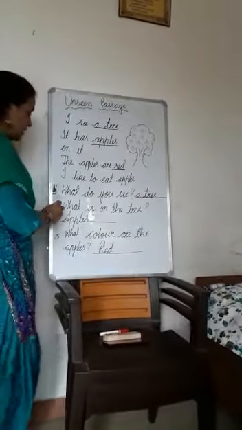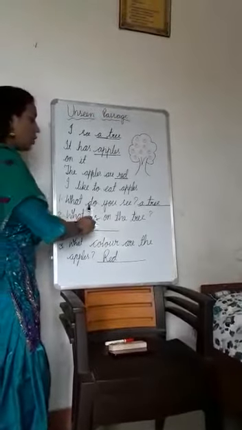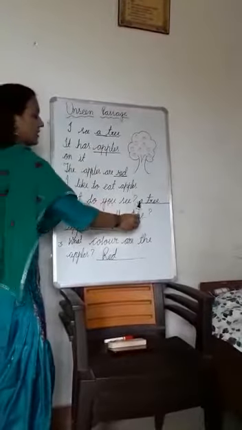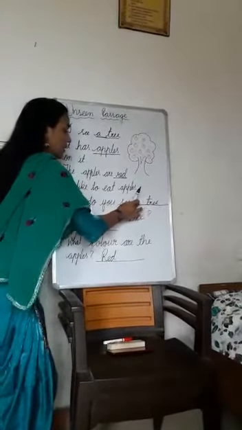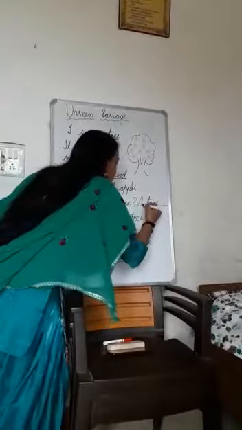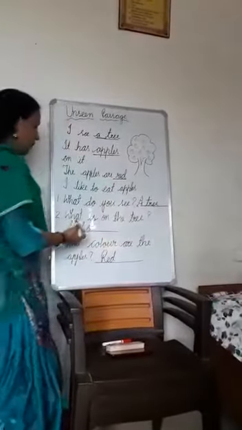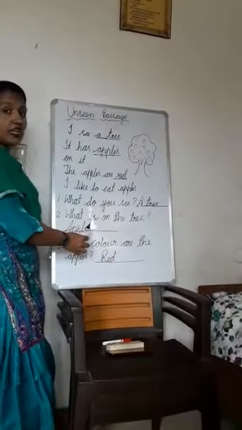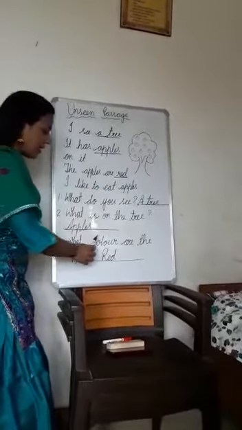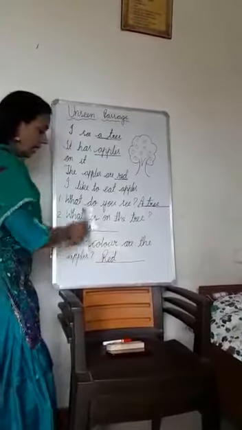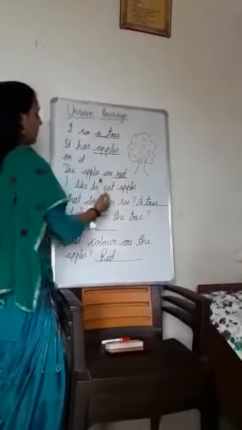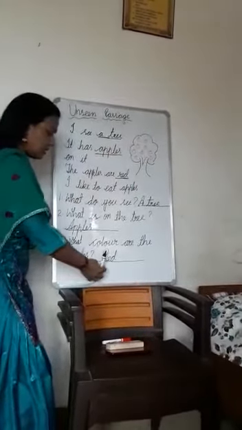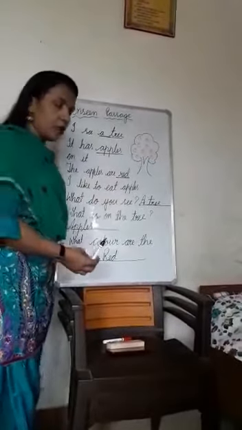And the questions. Question number one: What do you see? A tree. So the answer is a tree. It should be capital. The first letter is always capital. A tree. And what is on the tree? Apples. What color are the apples? Apples are red. So what color are the apples? Red. Okay. I hope you understood.